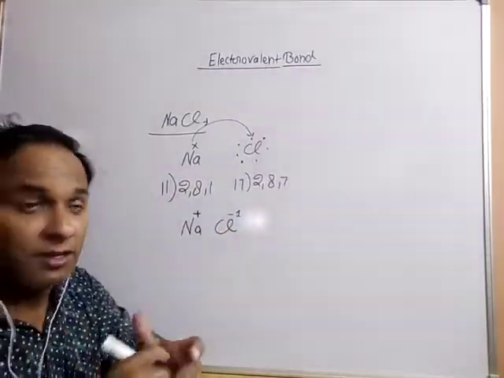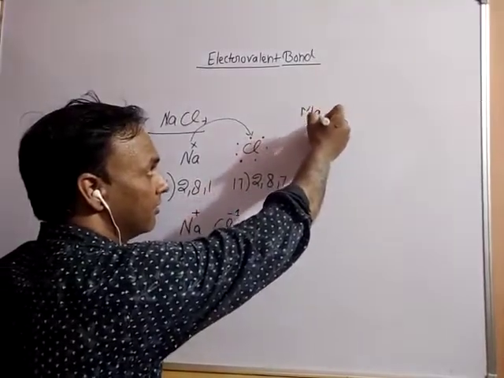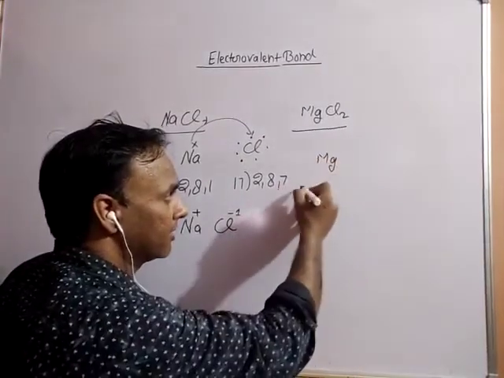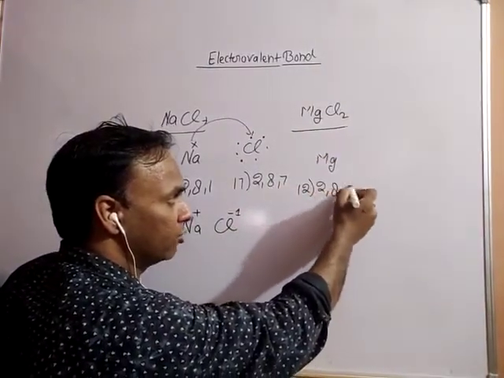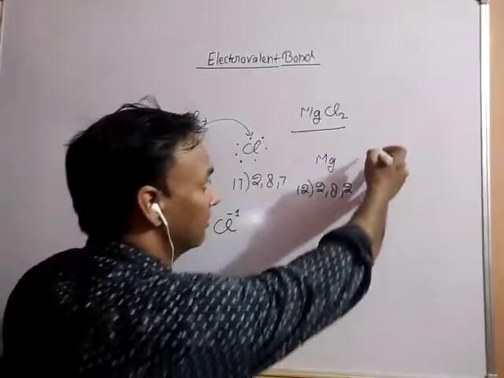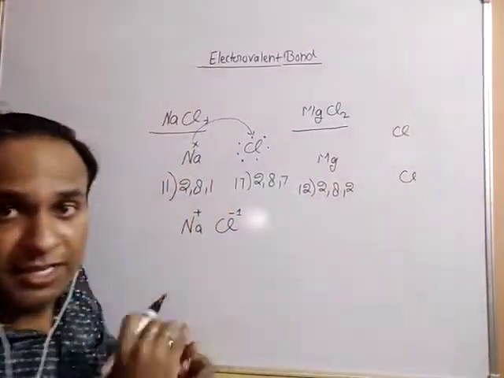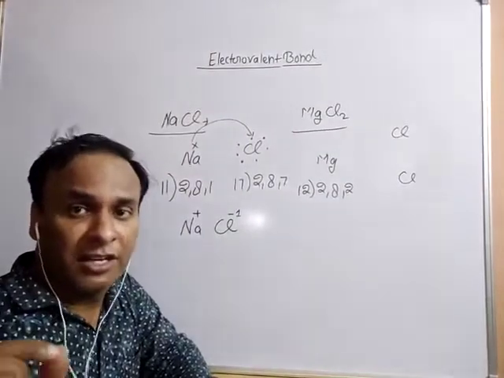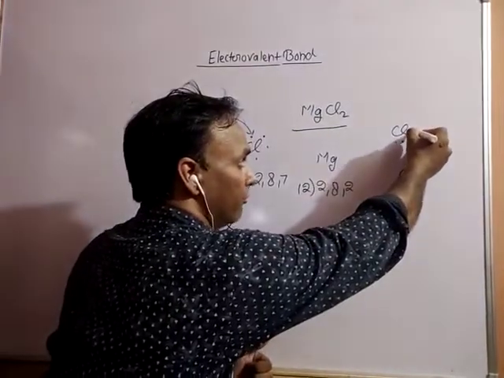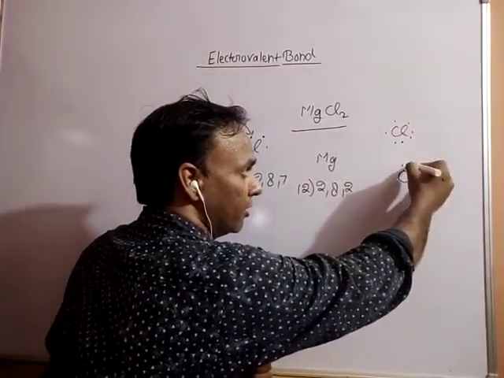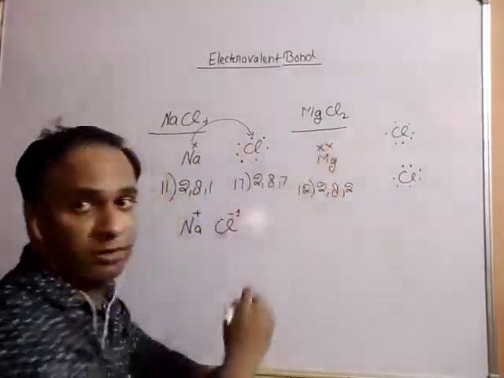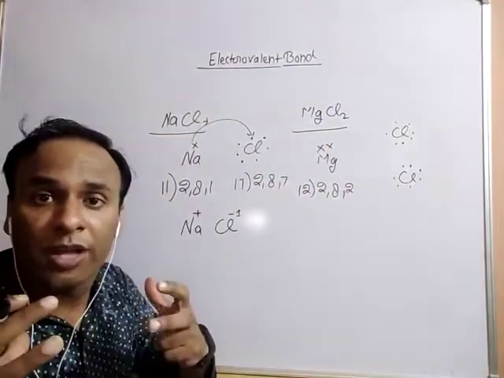Clear? Now the other example, magnesium chloride. Magnesium has atomic number 12 and its configuration is 2, 8, 2. In magnesium chloride, 2 chlorine atoms are linked. Each chlorine atom has 7 electrons in its outermost shell, represented by dots, while magnesium has 2 electrons. Clear? Then how is the chemical bond formed?